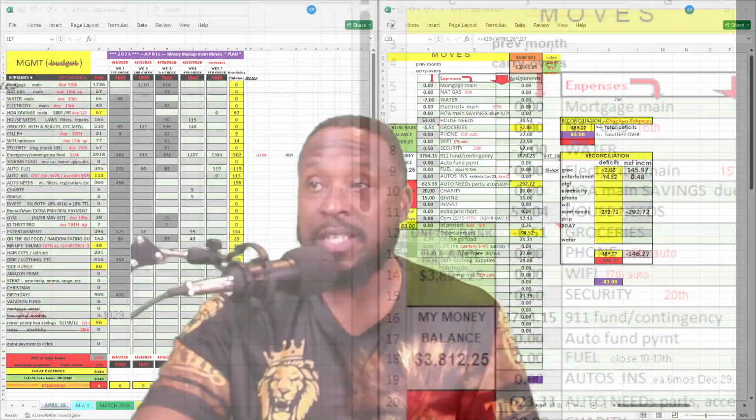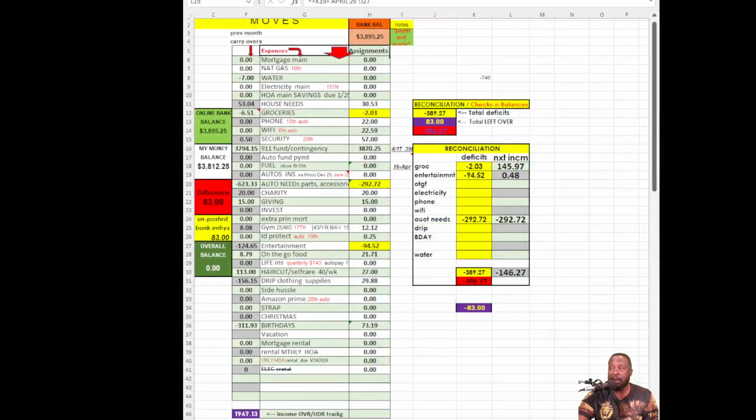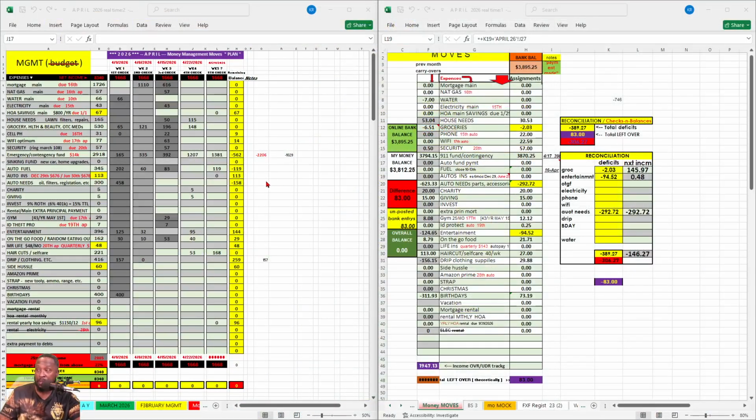So let's continue. I'm going to go back over to the spreadsheet and say, okay, now let's tackle this amount. According to this, it's showing 292. It's showing 292 that I'm going to be short. We'll call it 293 that I'm going to be short, even though I'm getting income coming in. We'll just round it up to 293 for auto needs.